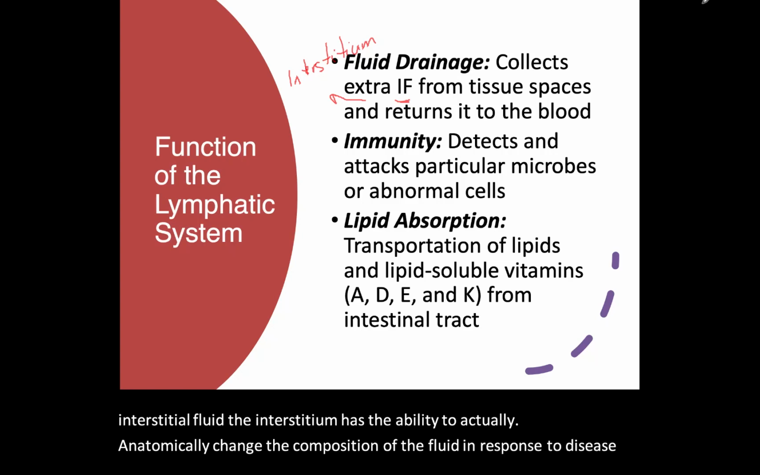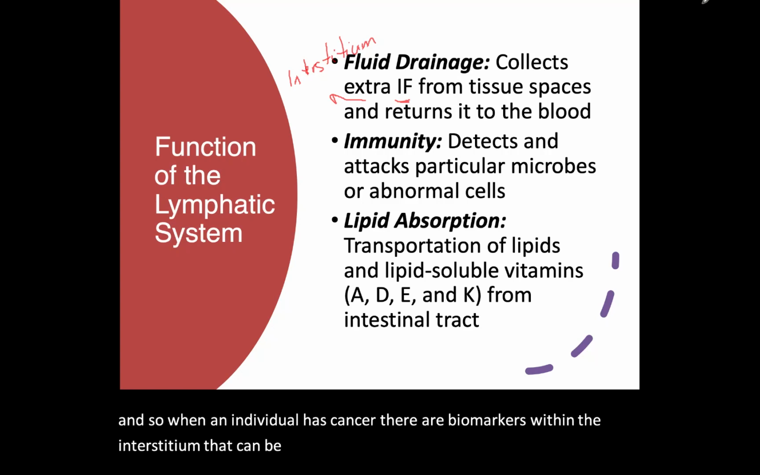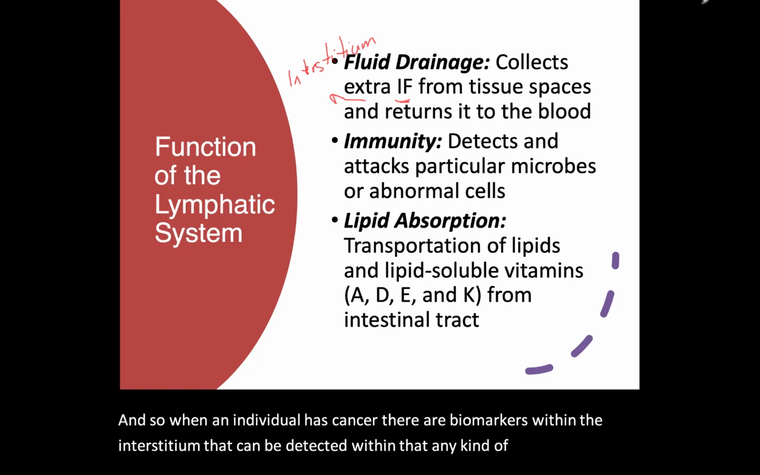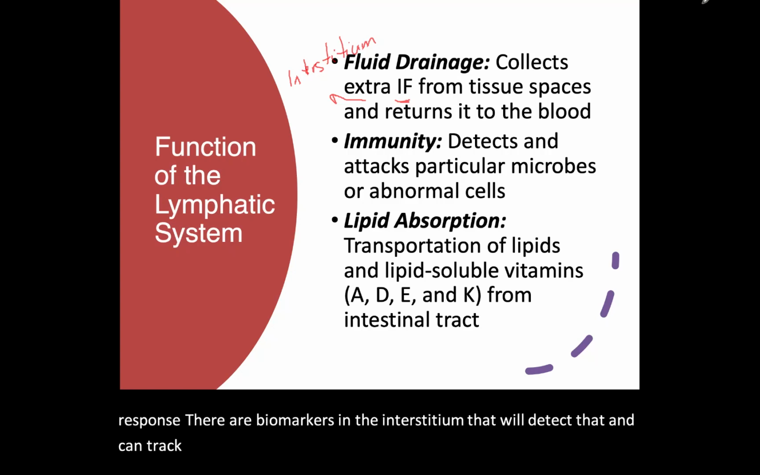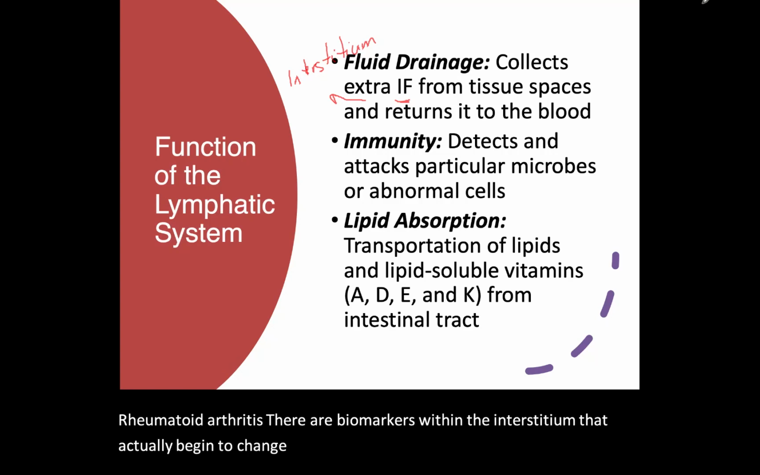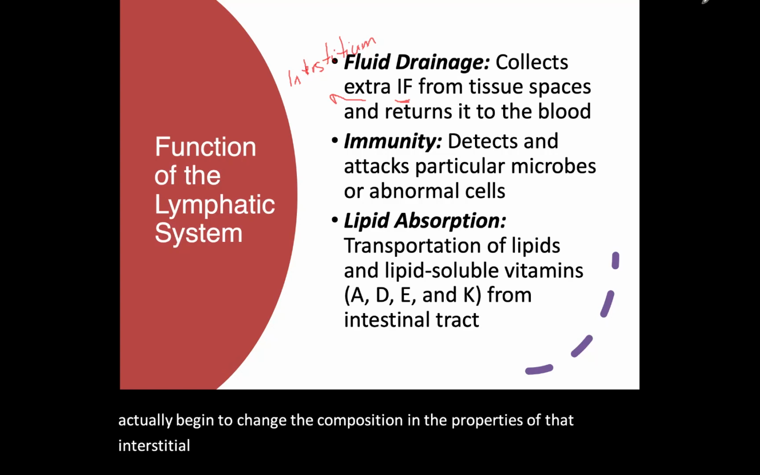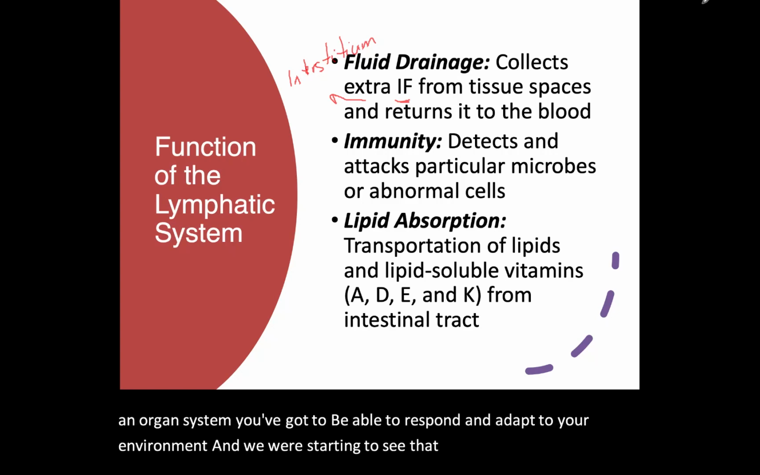And so when an individual has cancer, there are biomarkers within the interstitium that can be detected. Any kind of inflammatory response, there are biomarkers in the interstitium that will detect that and can track that. Rheumatoid arthritis, there are biomarkers within the interstitium that actually begin to change the composition and the properties of that interstitial fluid. And that's one of the key things in order to be considered an organ system. You've got to be able to respond and adapt to your environment. And we're starting to see that the interstitium does that more and more.